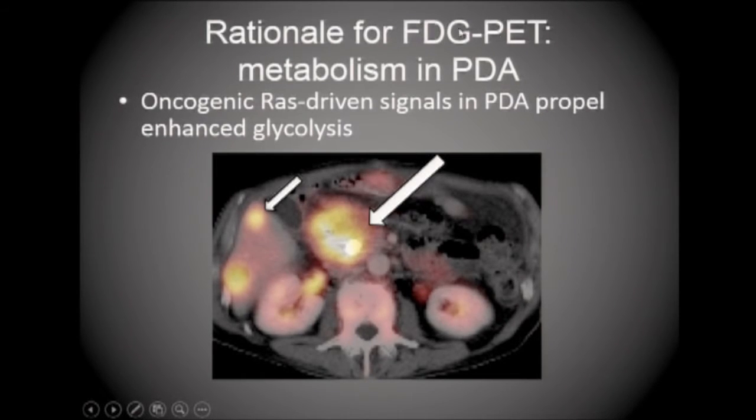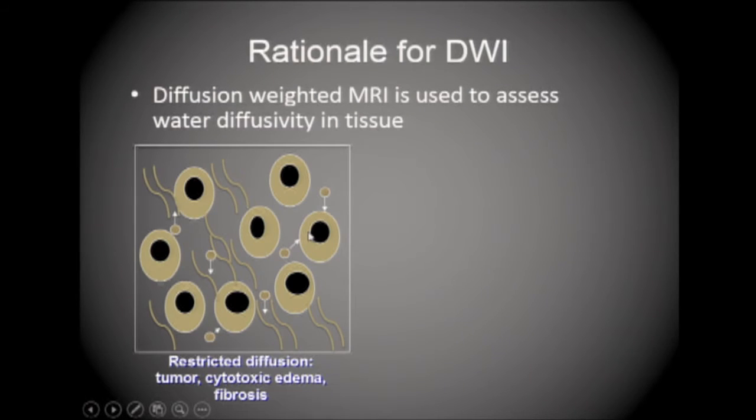PET FDG is something we all probably know and love. This is just a function of glucose metabolism in a readout, and is high in many tumors. We don't use it very much in pancreatic adenocarcinoma, mostly because CT is much more anatomically accurate for staging the disease, especially in the liver. But I think its use is emerging in functional studies that we're increasingly doing in the disease.